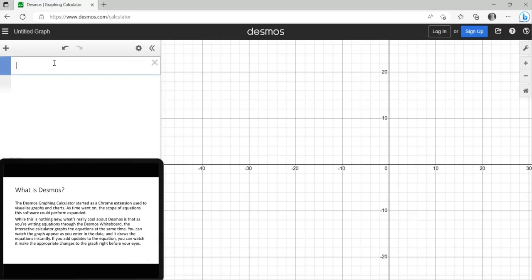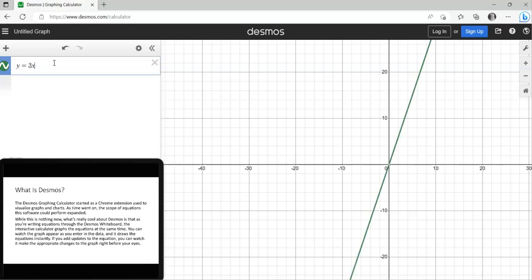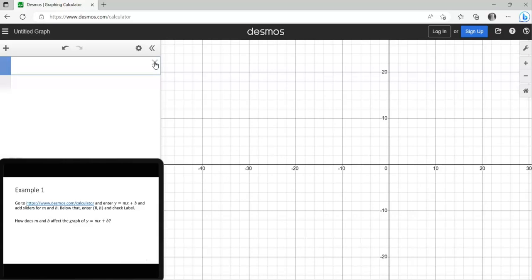For instance, if you're typing an equation, say like y equal to 3, as you're typing it, you can see that the graph is created as you're typing, and as I add stuff to it, the graph changes. So let's go ahead and look at some questions and see the types of things you can do with it.